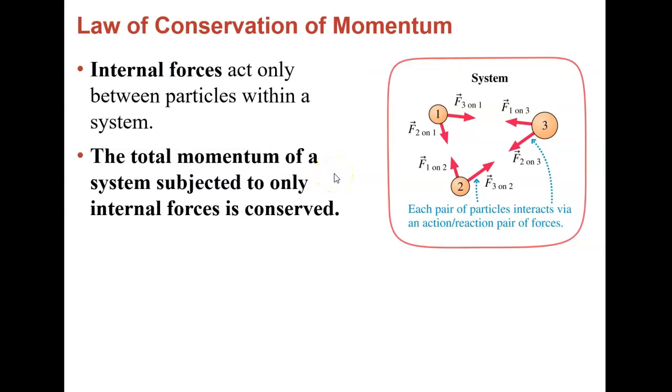Internal forces act only between particles within a system. So the total momentum of a system subject to only internal forces is conserved. If there's an external force acting on something, then you have a momentum change. But if you're looking at the things within a system, as long as the objects are interacting with each other, the total momentum remains constant. It just changes which one has the momentum.